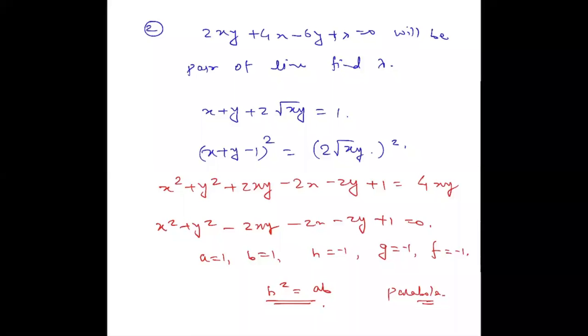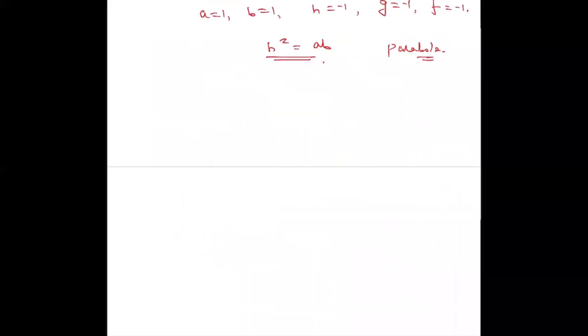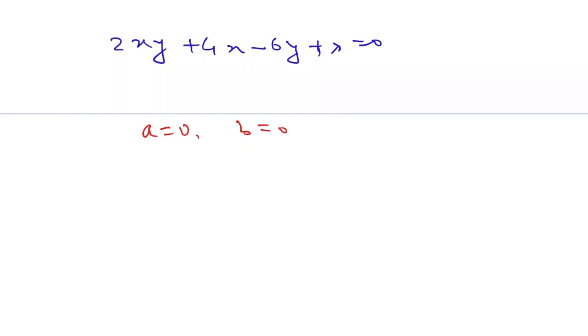In the second question, this is given as 0. We have to find the value of lambda, right? a is equal to 0, b is equal to 0, h is equal to 1, g is equal to 2, f is equal to minus 3, and c is equal to lambda.